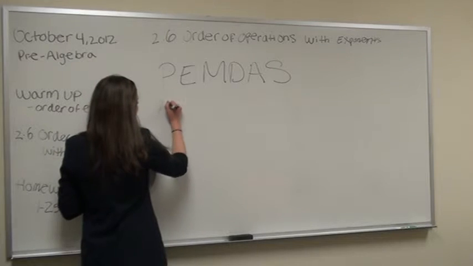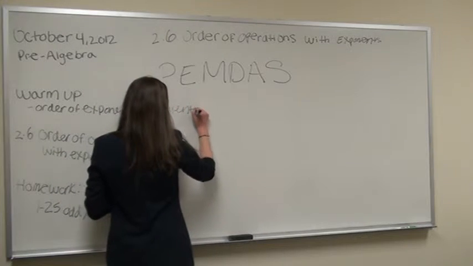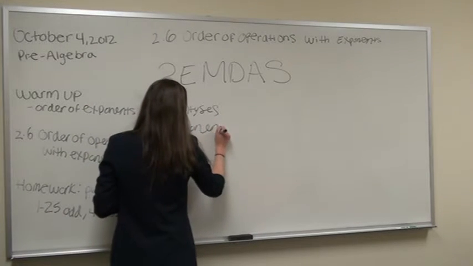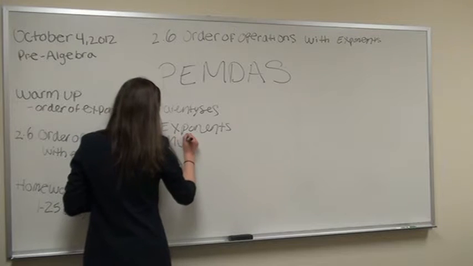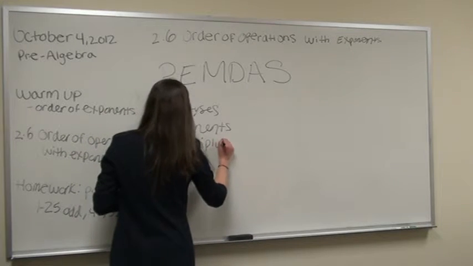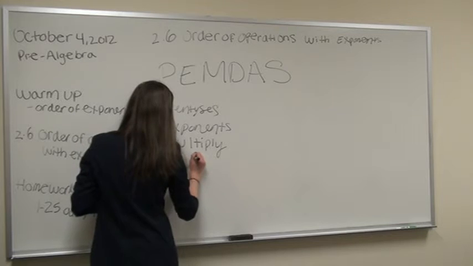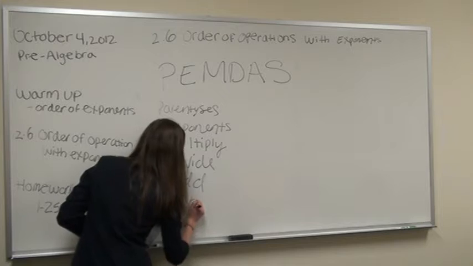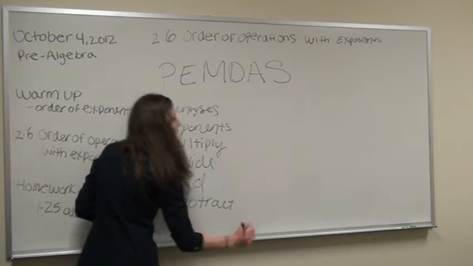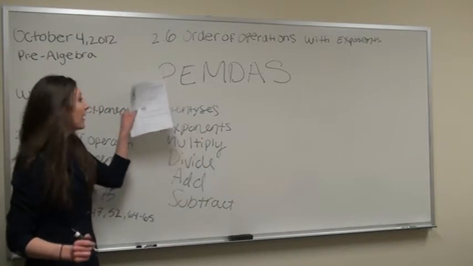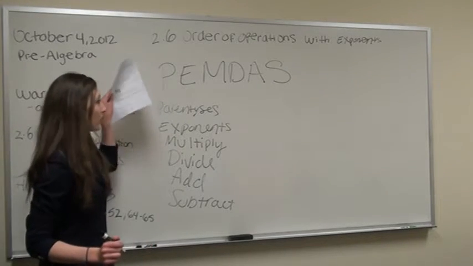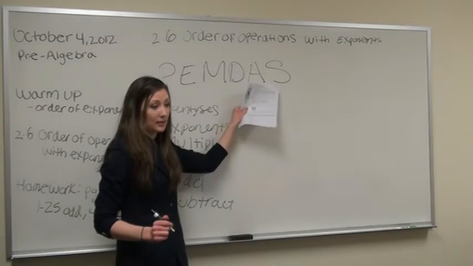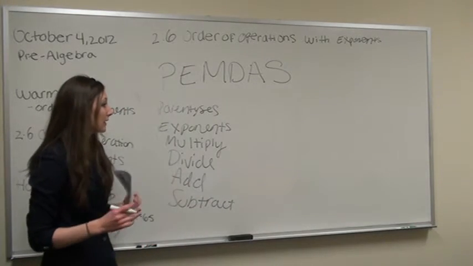So we have our parentheses, exponents, multiply, divide, add, and subtract. So that's the order that everything has to go in. So you're always going to use your parentheses, then your exponents, multiply, divide, add, and subtract in all of our problems. That's the order to get the correct answer.